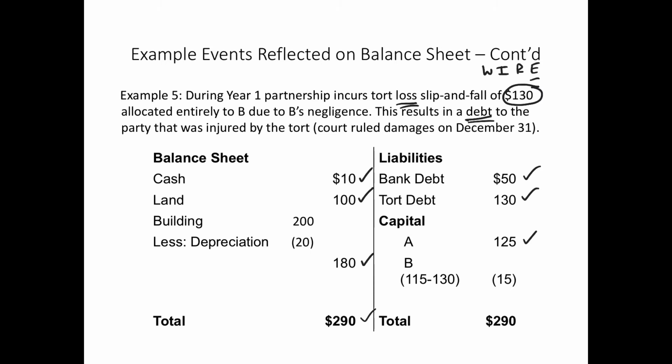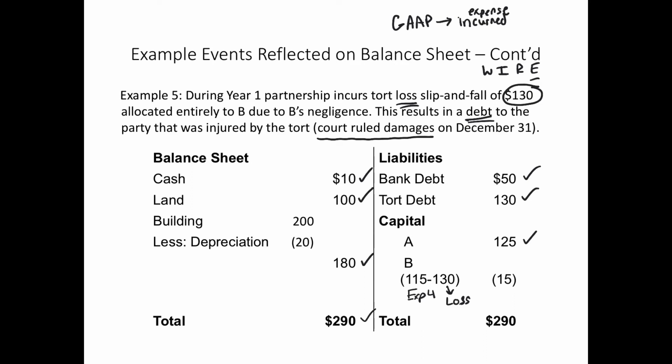So in example 4, we had a balance in capital for B of 115. Now we have this loss or expense, and it's been incurred. Remember, because of GAAP, we use the accrual method, right? This has been incurred, right? The expense is incurred. You're saying, well, it hasn't been paid yet. Well, we use the accrual method. The court ruled damages of 130, and you better believe if the court rules damages of 130, then those are going to be paid. If not, this partnership or B, you're going to jail, right? For not paying. Okay?